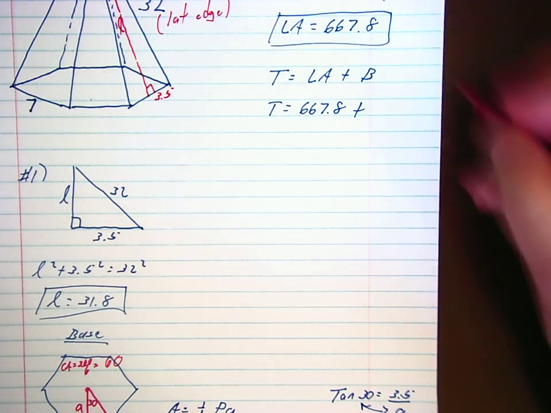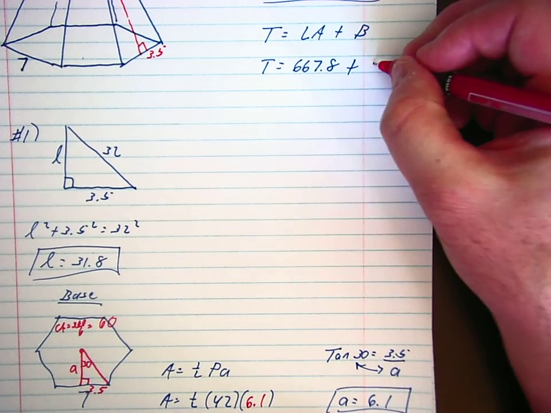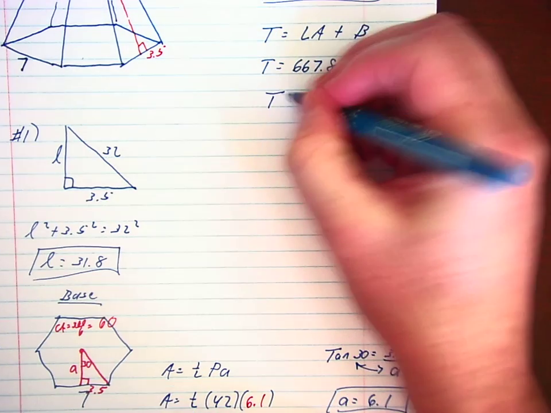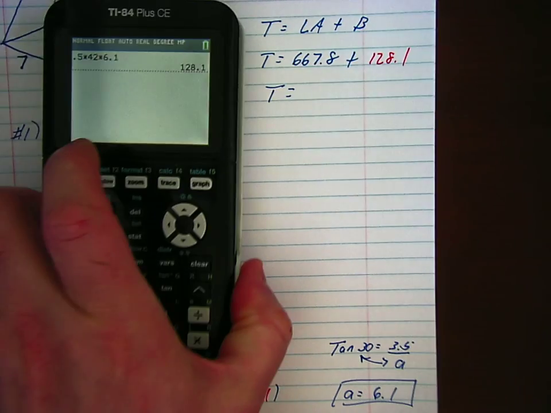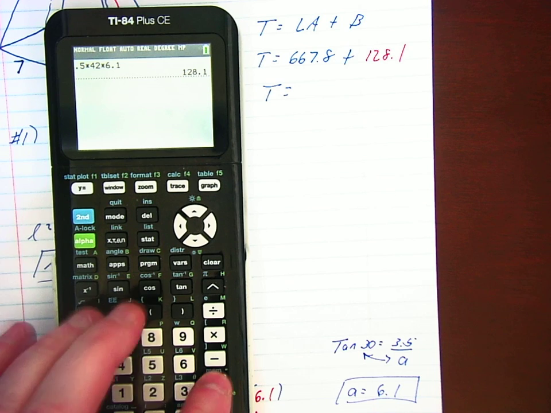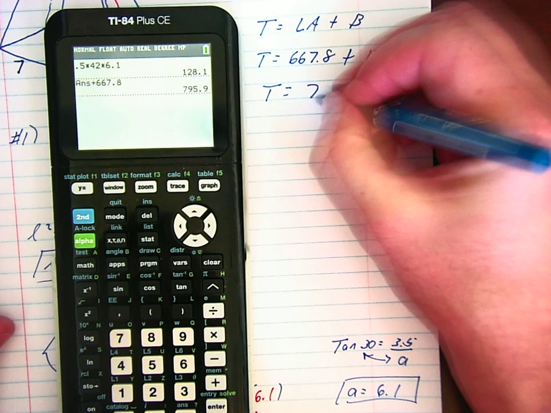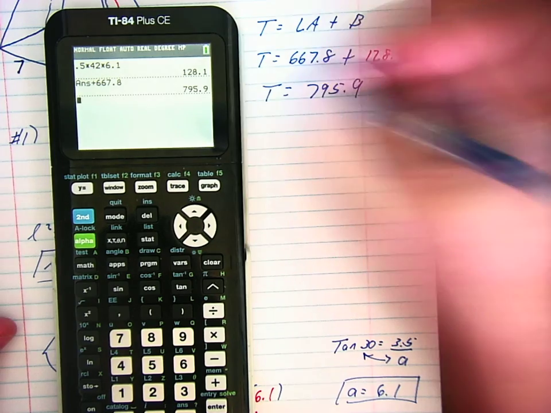So that's the big B down there. That goes here, 128.1. We're going to add them together, and we'll be done with total area. So we got to add 667.8 to that. And you get 795.9.